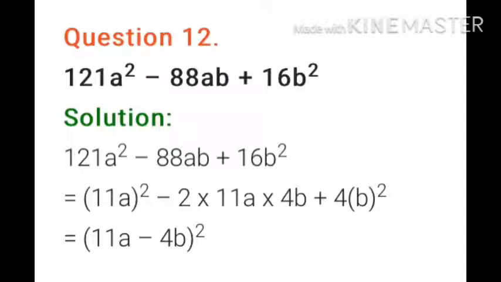Now the next question number 12, 121a square minus 88ab plus 16b square. Now there are two squaring numbers, one is 121a square and second is 16b square. So we have to write like this, which is equal to 11a whole square minus 2 times 11a times 4b plus 4b whole square, according to the identity, which is equal to 11a minus 4b whole square. We have to write twice 11a minus 4b.